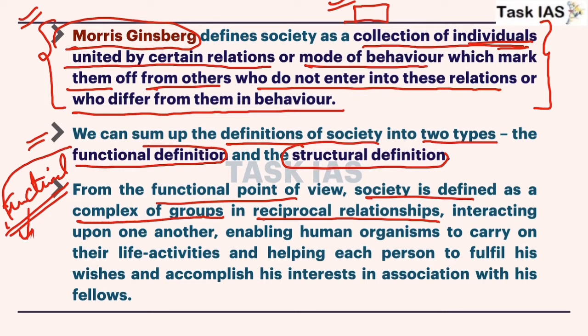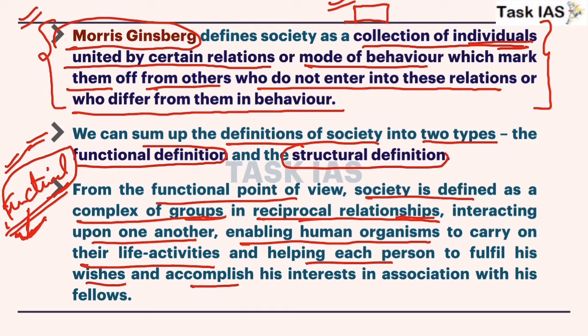Always remember that you can use your theory part in almost all concepts which are given in anthropology. So here, the functional school of thought has mentioned that society is defined as a complex of groups in reciprocal relationship interacting upon one another, enabling the human organism to carry on their life activities and helping each person to fulfill his wishes and accomplish his interest in association with his fellows.